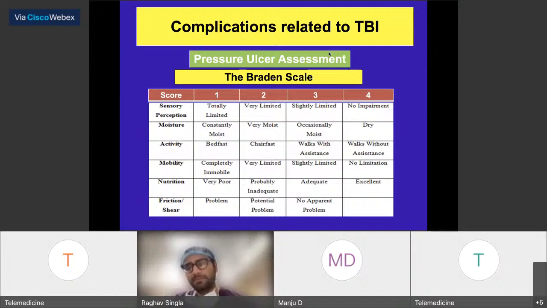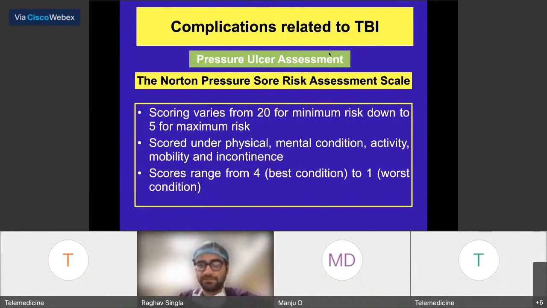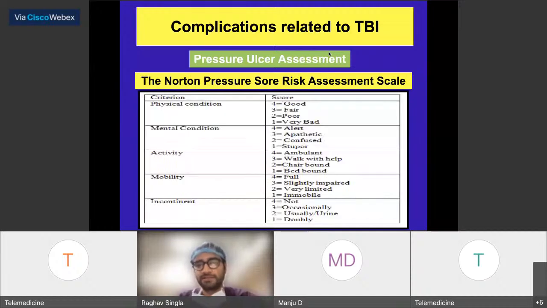And these are mostly dependent on their sensory impairment, how moist the skin is, whether the patient is able to walk or is bedridden, what is the amount of mobility of the limbs, what is the nutritional status, and what is the amount of friction. So based on these scoring systems, we can assess which are the patients who are more likely to develop bed sores. A similar scoring system is the Norton pressure scoring system, which also grades the physical condition, mental condition, activity, mobility, and continence of the patient.